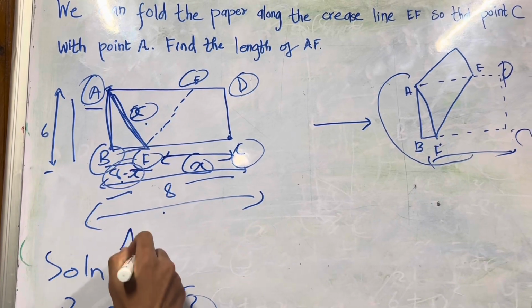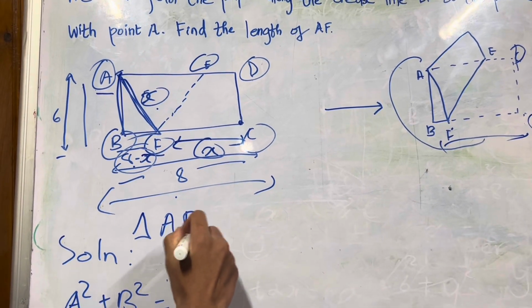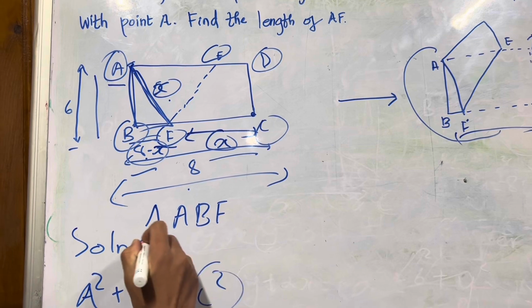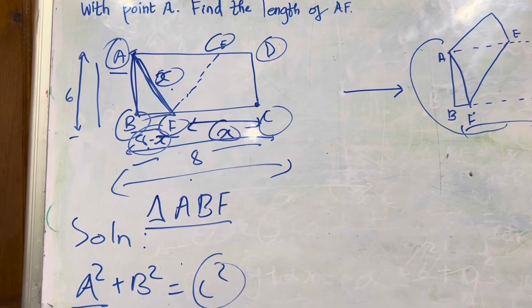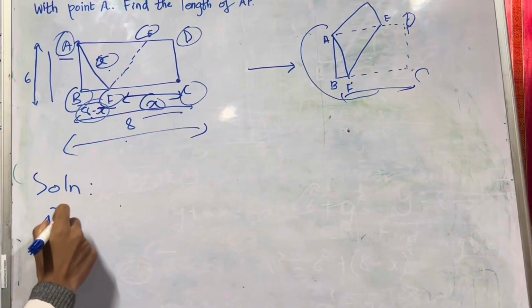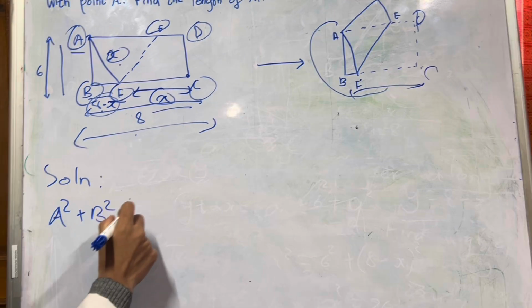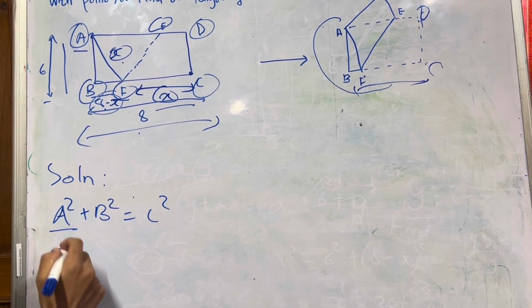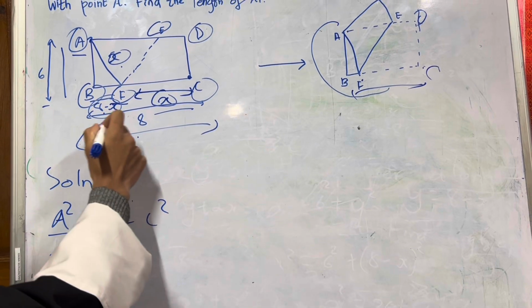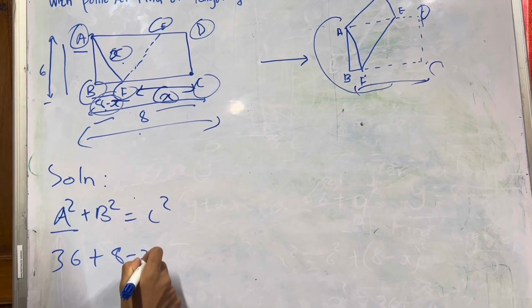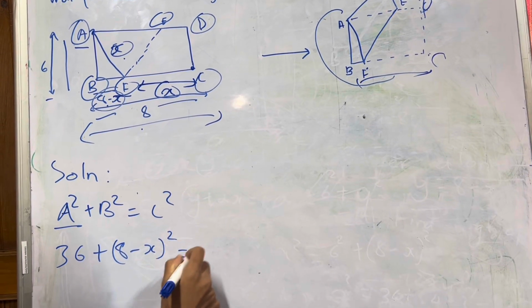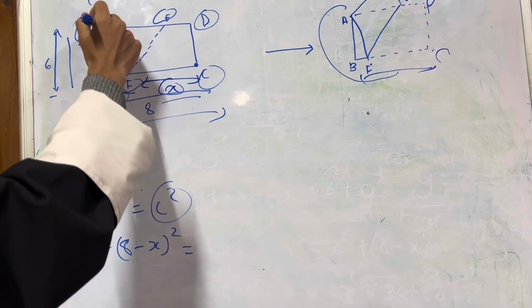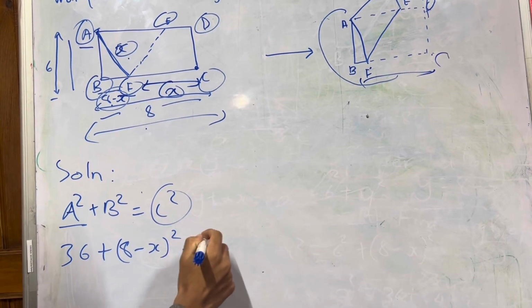So we can use triangle ABF, which is a right angled triangle. Since this is a right angled triangle, we can employ the Pythagorean theorem here. It goes like this: A square plus B square is equal to C square. So A square, which is the altitude, is 6 square, which is 36, plus B, the base, which is (8 minus X) whole square, is equal to C square, which is the hypotenuse, which will be X square.